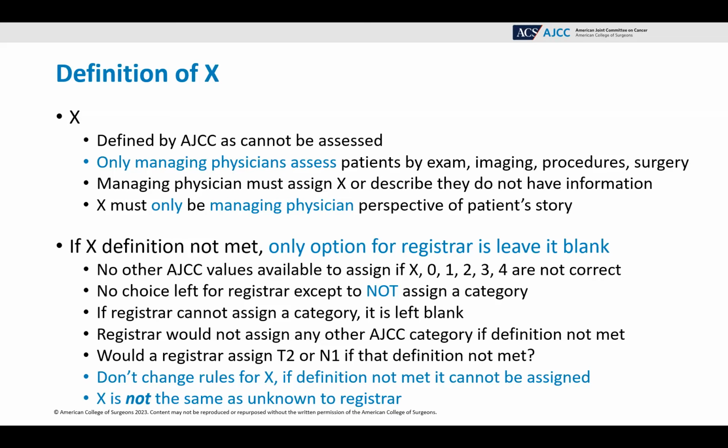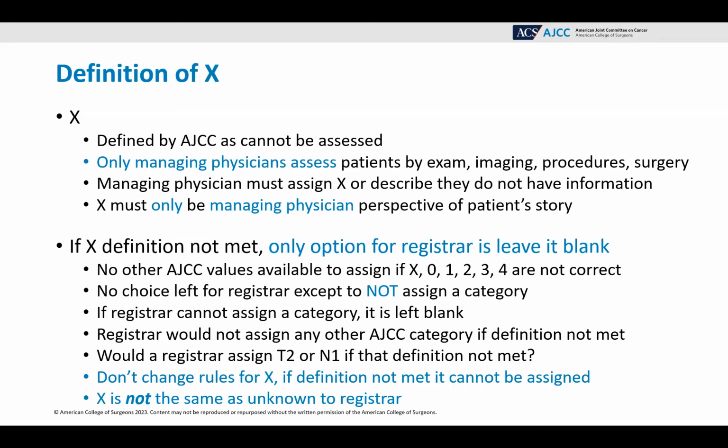If the X definition is not met, the only option for the registrar is to leave it blank. There are no other AJCC values available to assign if X, 0, 1, 2, 3, or 4 are not correct. There is no choice left for the registrar except to not assign a category. If the registrar cannot assign a category, it is left blank, or in other words, skip over that data item. The registrar would not assign any other AJCC category if the definition wasn't met.